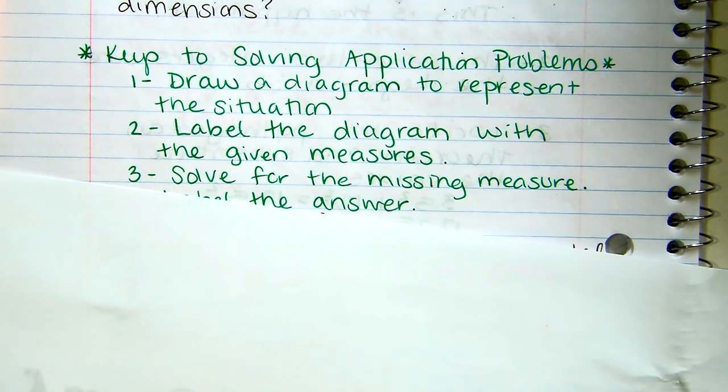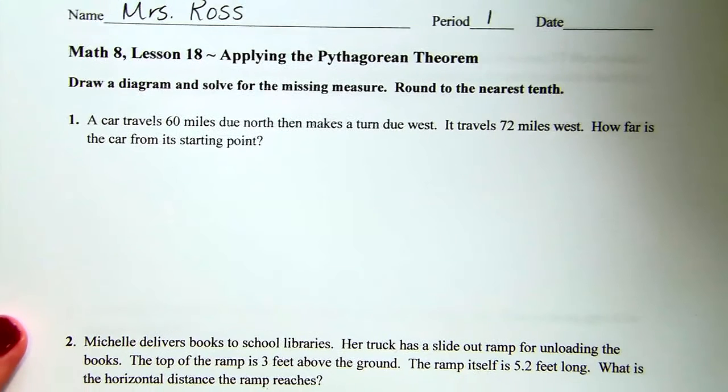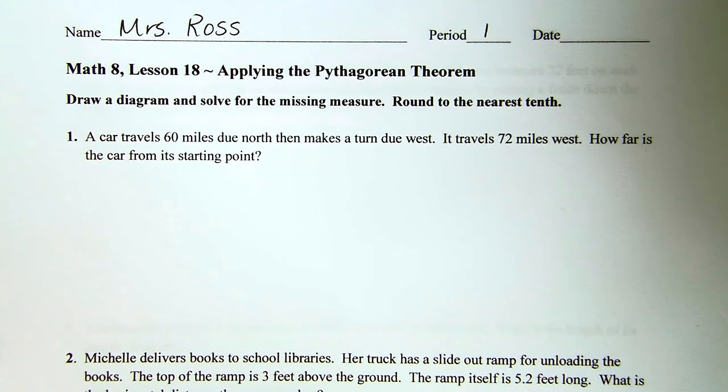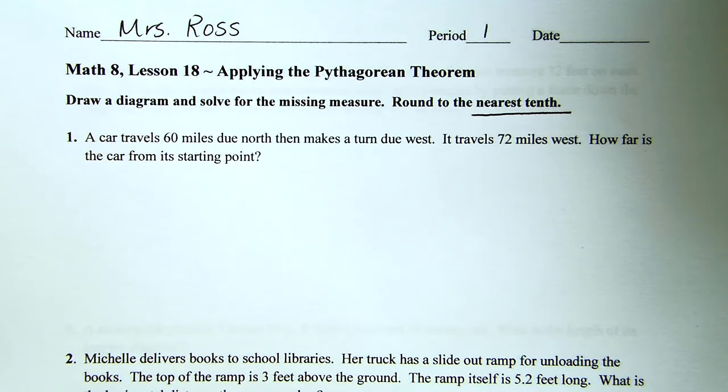So here we go. Our assignment is Math 8, Lesson 18. Please make sure that you write your name, today's date, and the class period at the top of this paper. This is for Math 8, class period 1. My name, Mrs. Ross. Taking a look at this, our instructions state to draw a diagram and solve the missing measure. Round to the nearest tenth. So we are going to have to do some rounding here, so we really need to pay attention to those numbers.